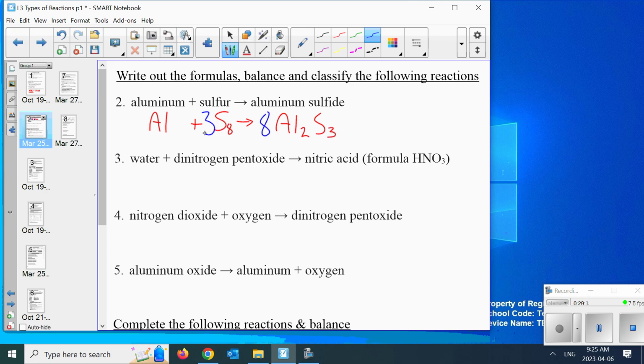Okay, now I have to balance the aluminum. I saved the aluminum for last because it seems the least complicated. So what do I put in front of the aluminum? I can categorize this: 2 things come together to make 1.